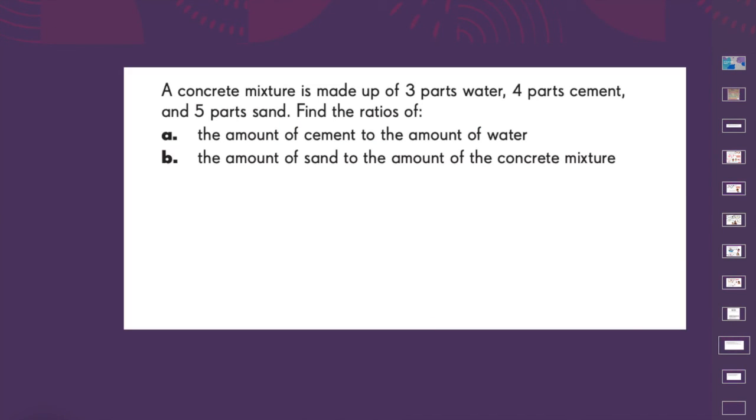All right, so let's practice this together. This problem says a concrete mixture is made up of 3 parts of water, 4 parts of cement, and 5 parts of sand. Find the ratios of, the first one says, the amount of cement to the amount of water. So again, order matters. For A, we're comparing cement to water. How many parts of cement? There were 4. And how many parts of water? 3. So our ratio for part A would be 4 to 3: 4 parts cement to 3 parts water.